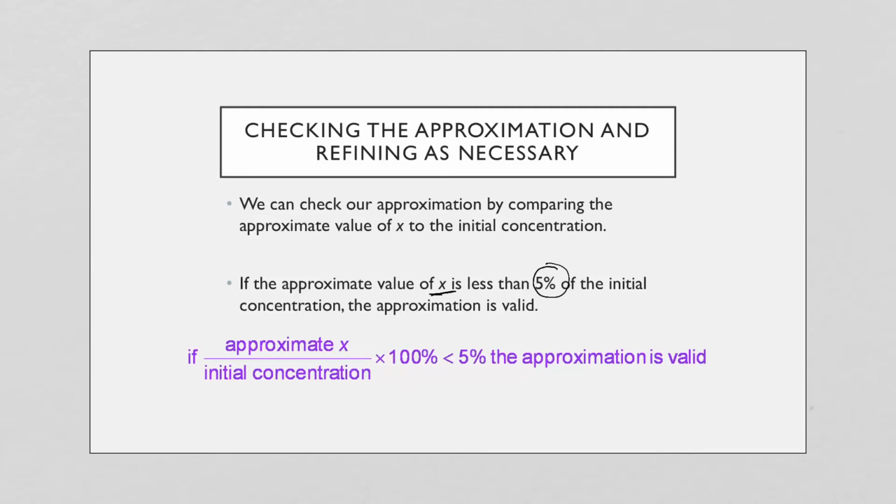Now the way that we would calculate that is simply to take our approximate value of x that we get when we use the approximation, divided by the initial concentration, times 100, to see if we have less than a 5% change.